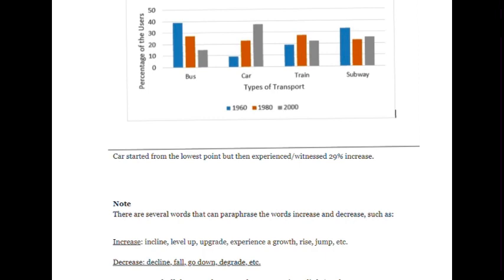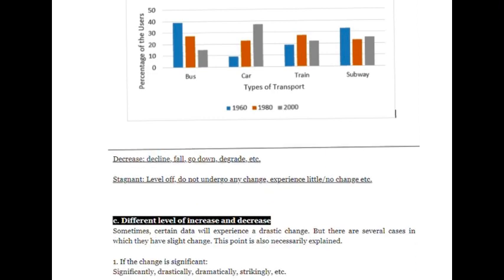And for the difference, you could have written here: car started from the lowest point but then experienced or witnessed a 29% increase. There are several words that can paraphrase the words increase and decrease. For increase you can use incline, level up, upgrade, experience a growth, rise, jump, etc. For decrease you can use decline, fall, go down, degrade, etc. For stagnant you can use level off, do not undergo any change, experience little or no change.